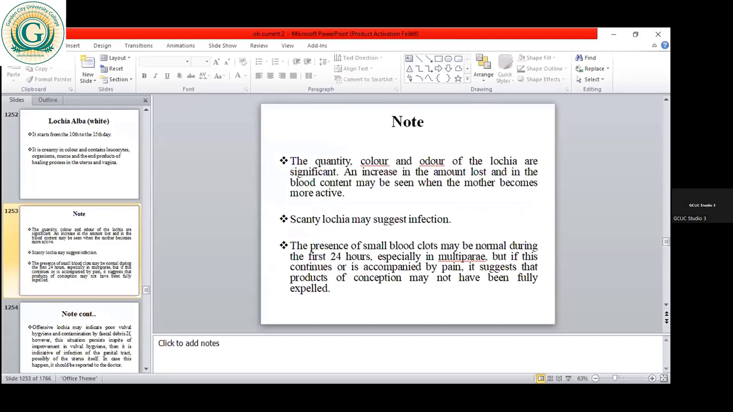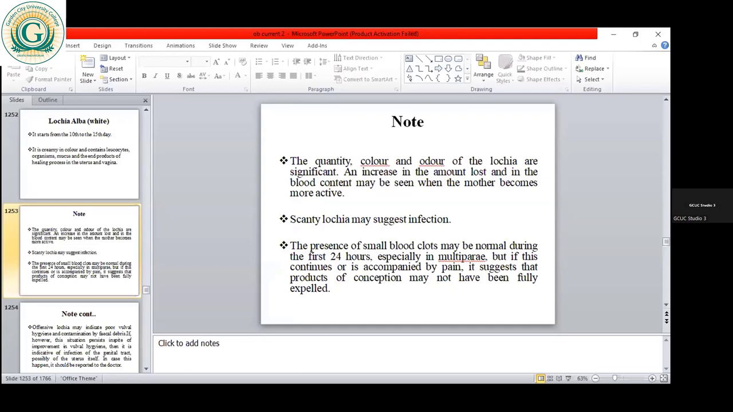The quantity, the color, and the odor of the lochia are very important when you are nursing such women. An increased amount of lochia and blood content may be seen when the mother becomes more active. It is not advisable that after the woman has delivered, she becomes sedentary. She should move around in her own environment, not going to town or to the market. When more fluid is coming, it's good for her. Scanty lochia may suggest that she has got an infection.